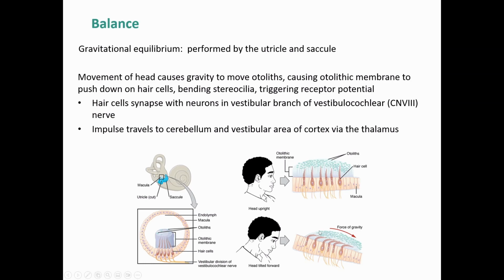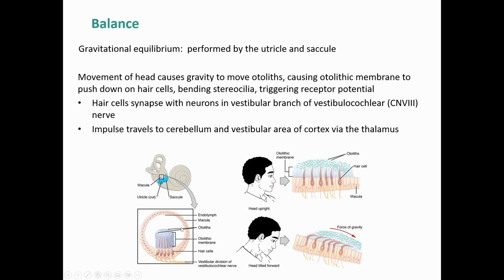So the hair cells, their stereocilia bend in response to the force of gravity being placed on them, and so we're going to then synapse with the neurons in the vestibular branch of the vestibulocochlear nerve, and then have that impulse travel to the cerebellum as well as the vestibular area of the cortex via the thalamus.